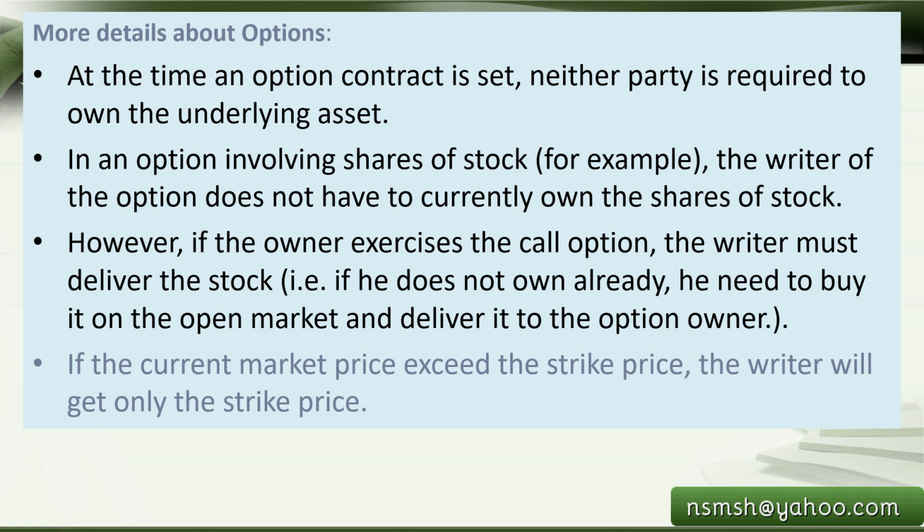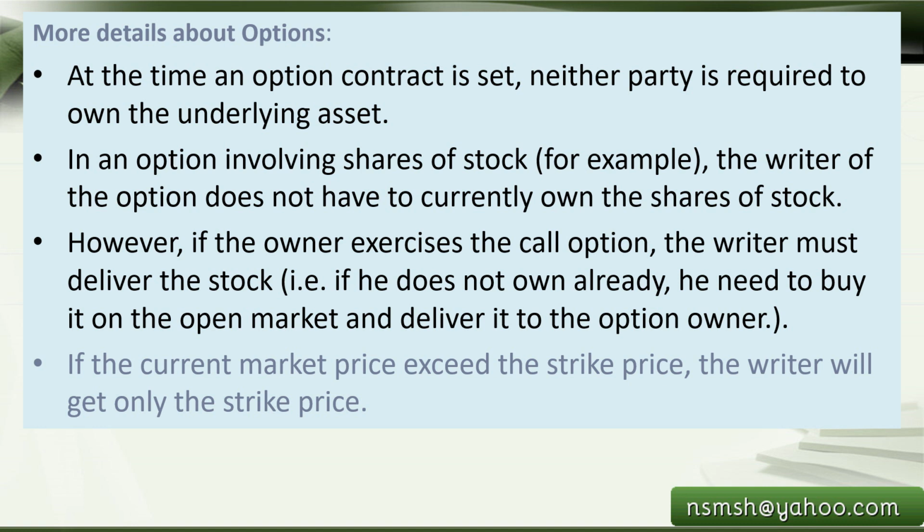At the time an option contract is set, neither party is required to own the underlying asset. When the contract is set, they don't need to have the underlying asset on hand. In an option involving shares of stock, for example, the writer of the option does not have to currently own the shares of stock. However, if the owner exercises the call option, that means the buyer exercises the call option, the writer or the seller of that stock must deliver the stock. That is, if he does not own it already, he needs to buy it at whatever the price in the open market and deliver it to the option owner.